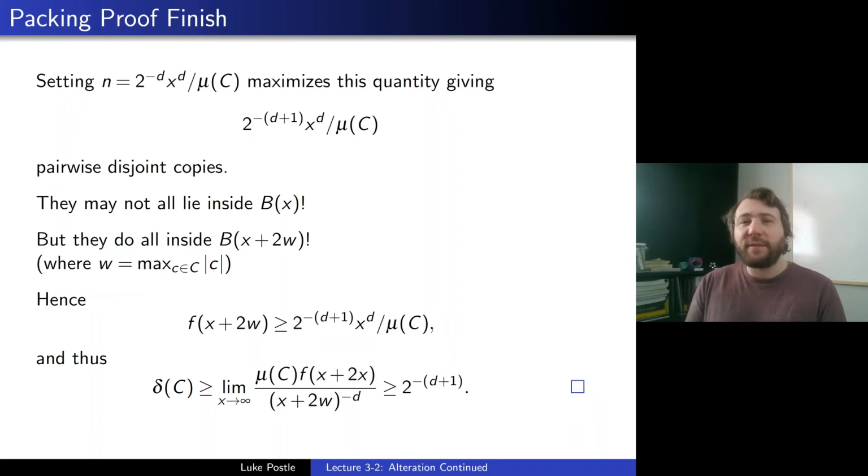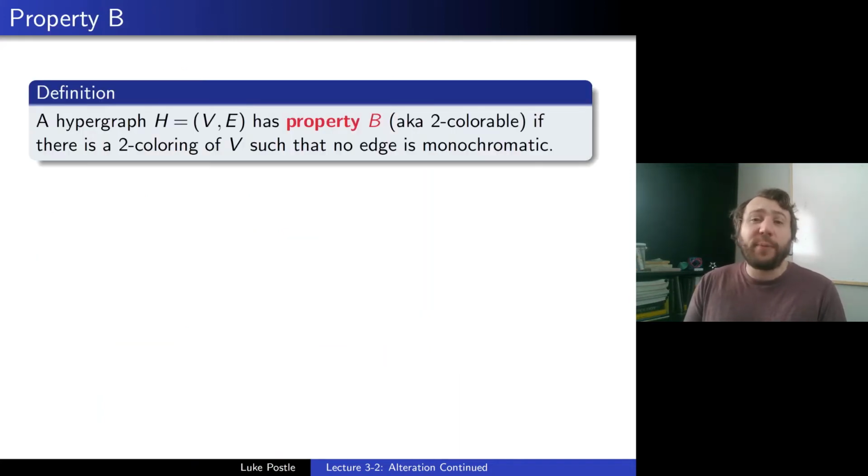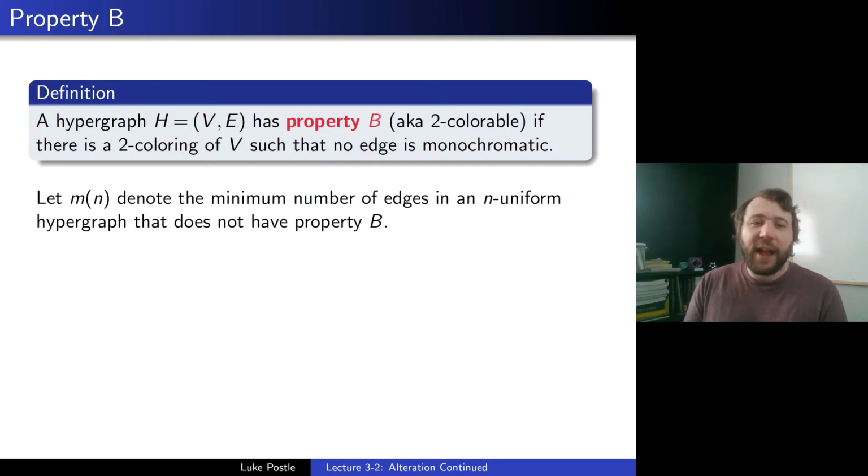All right, so that was our first example, wherein we did the packing and we showed a constant that only depends on d under these assumptions about the subset. So that's all we'll do for combinatorial geometry. I wanted to move back to hypergraph coloring in our next example. So a hypergraph H has property B, to remind you, also known as two-colorable, if there is a two-coloring of V such that no edge is monochromatic. And we've discussed before that it's natural to study what's called M of n, denoting the minimum number of edges in an n-uniform hypergraph that does not have property B. So how many edges do we need to not be two-colorable?